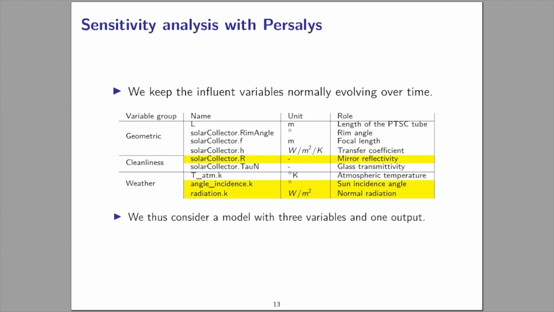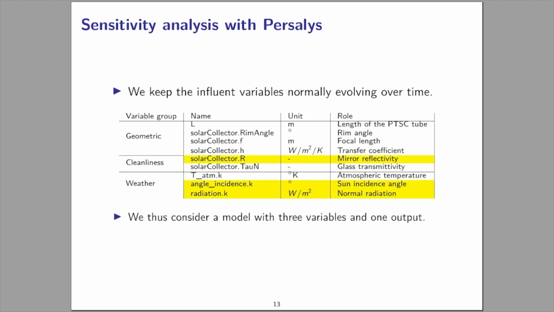So we have understood better the model, yet we still want to reduce the simulation time of our model. So to perform metamodeling, we are going to keep only 3 of the influential variables that we have seen. We keep the 2 variables of the sun, incidence angle and radiation. Also, and it's a choice, we keep the mirror reflectivity as varying, as we know that it evolves over the year depending on the cleanliness of the mirror. So we consider a model with 3 variables and 1 output.